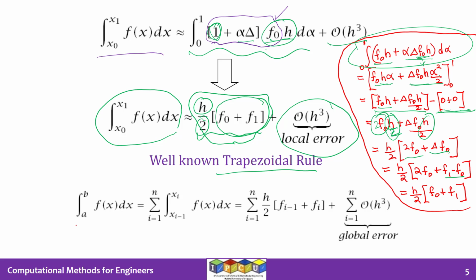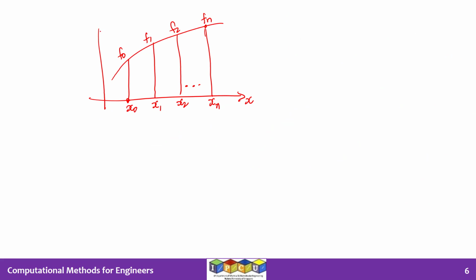Now, if you want to evaluate the whole integral from a to b, you're going to set up these several trapeziums. In fact, you will have n trapeziums. And for each trapezium, you'll get an expression like this and you will add it up to get the overall. So the result is given here and we'll try to see how.